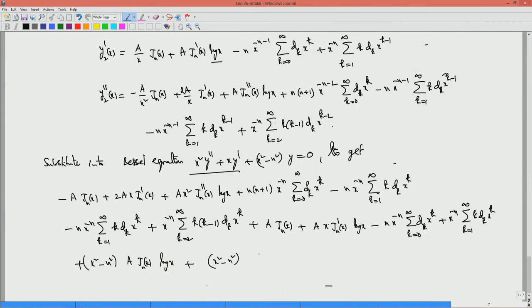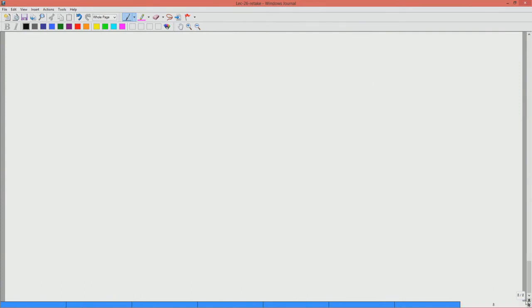So you have x power minus n sigma m k is from 0 to infinity dk x power k equal to 0. So this is what I substitute into this. From this relation I should get all my constants a and dk's. That's from the Frobenius method. That's what we will see now.